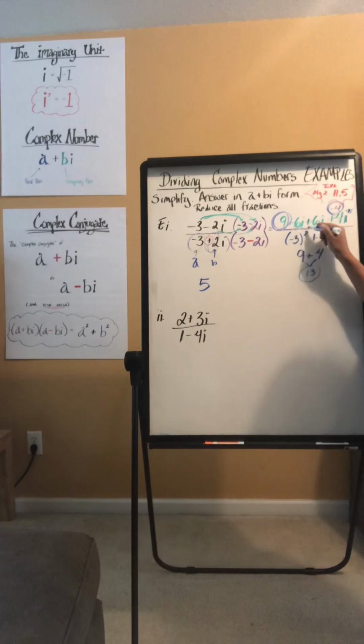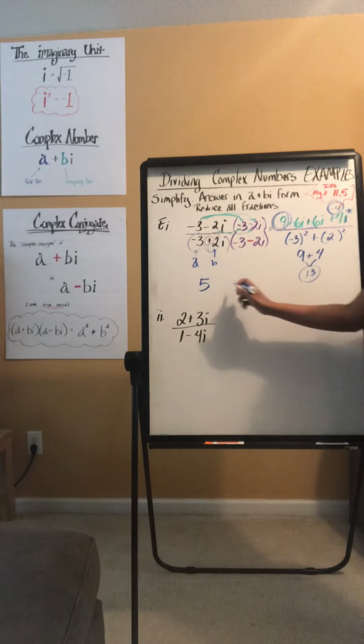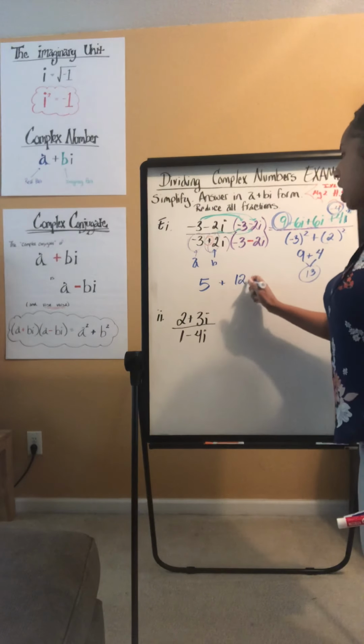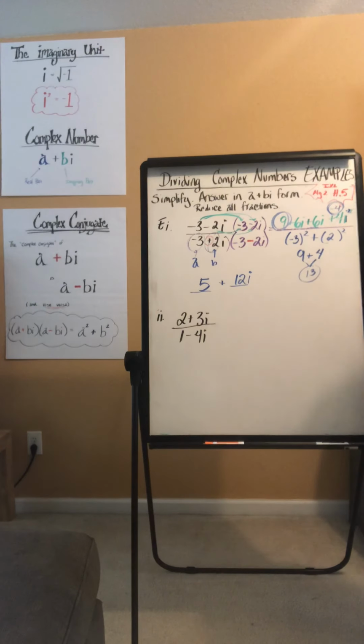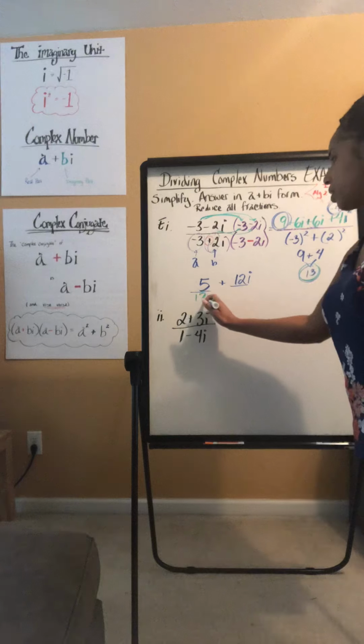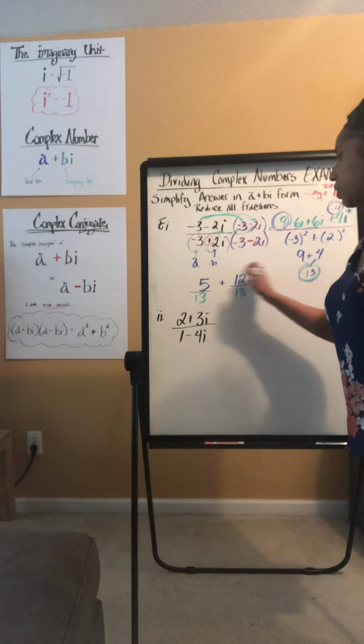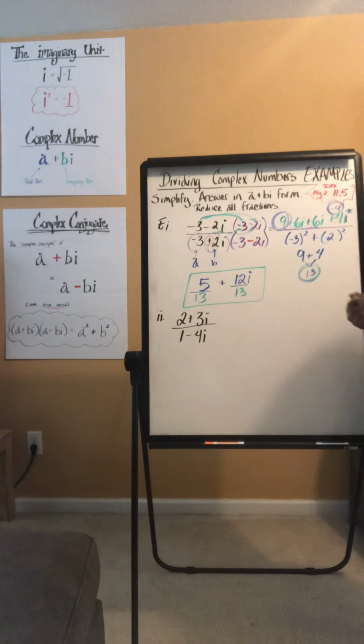And as far as the i's, these do not cancel because they're the same sign. So 6i plus 6i gives me 12i's. And they will each get their own denominator, which was the number 13. You get a 13. You get a 13. And that is your final answer.